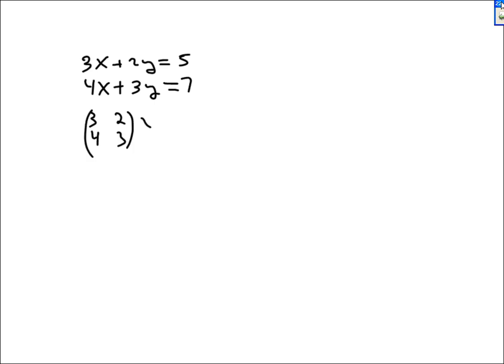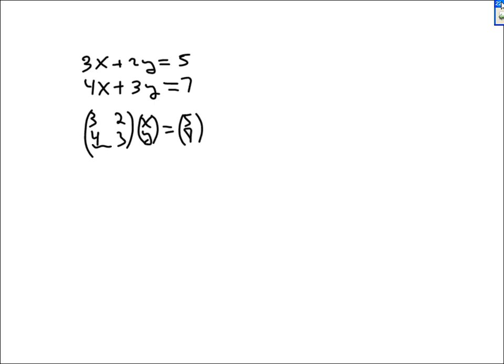Okay. Suppose you have this. 3x plus 2y is 5. And I want to have 3y here and 4x here. And this is going to equal 7. Suppose you wanted to solve this system of equations. Writing down the coefficient matrix, we get this right here.